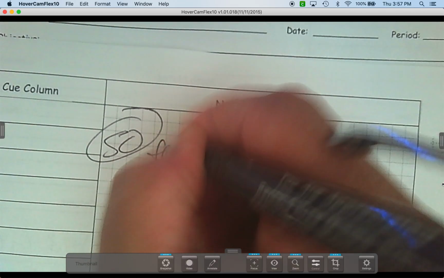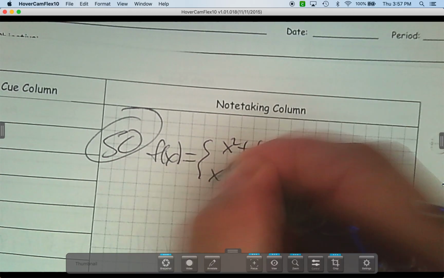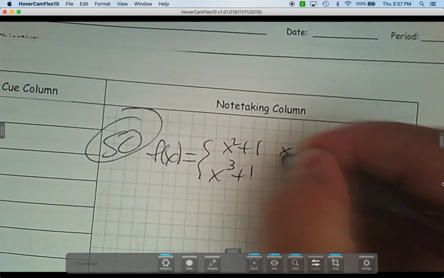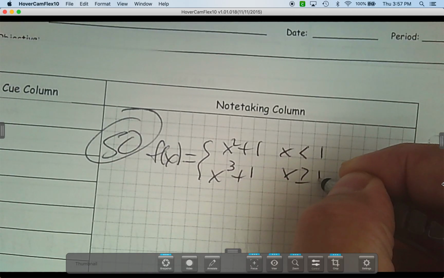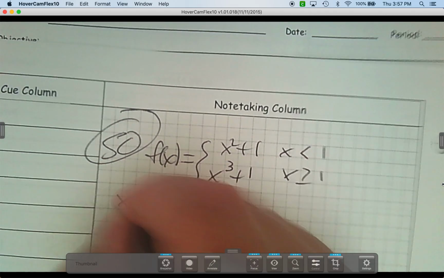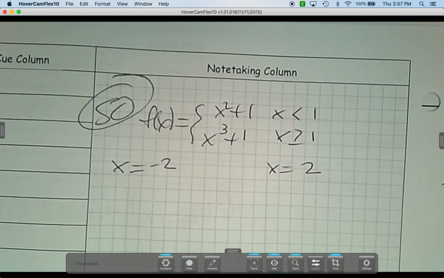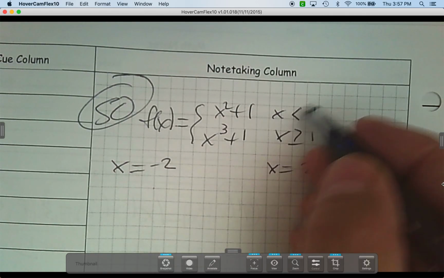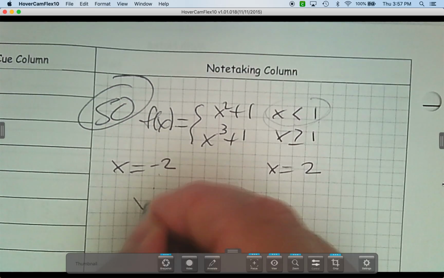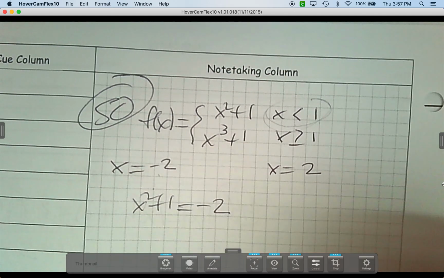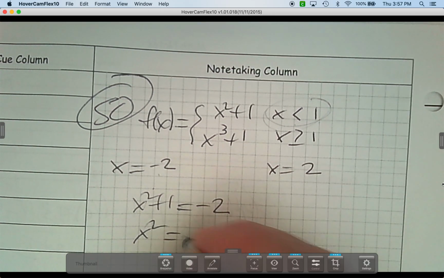So we have f at x equals, and we have x squared plus 1, x cubed plus 1. So this is when x is less than 1, when x is greater than or equal to 1. So we want to find it when x equals negative 2 and when x equals positive 2. So when x equals negative 2, it's only the top piece because negative 2 is less than 1. So just the top piece equal to negative 2, solve it. That means we're going to subtract 1.